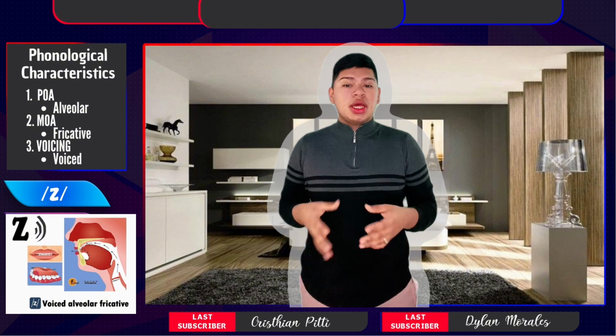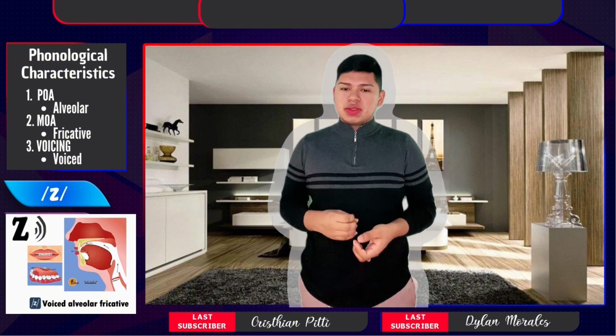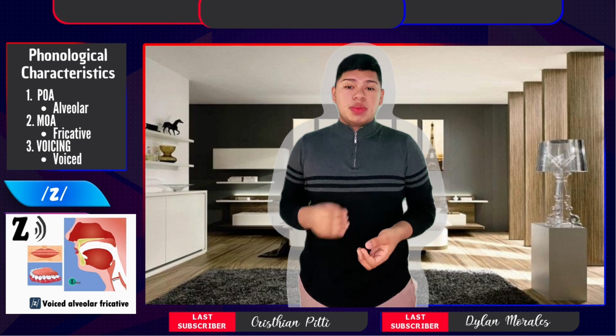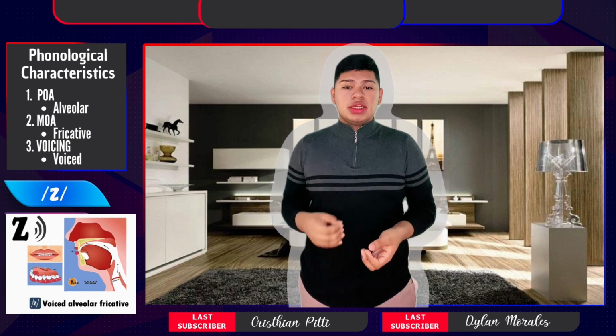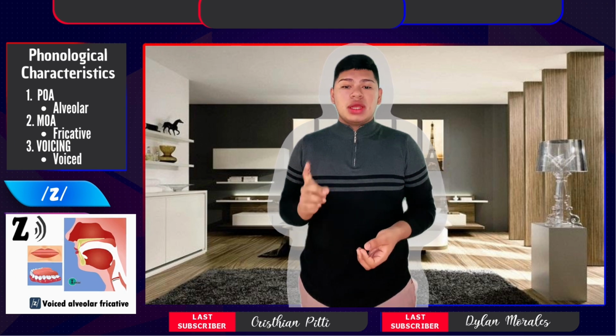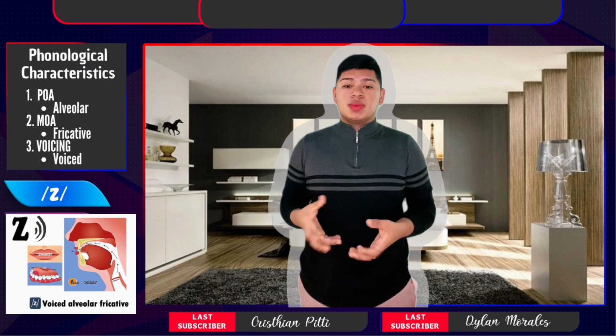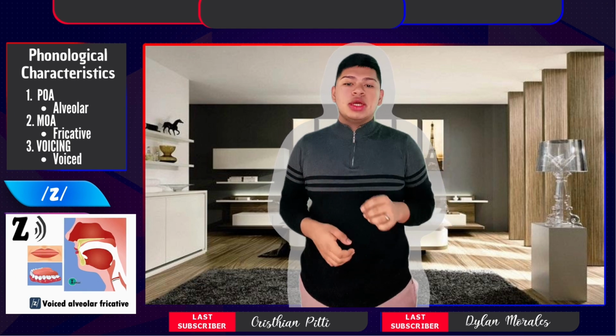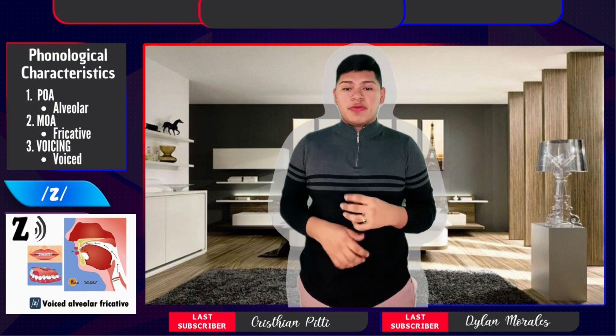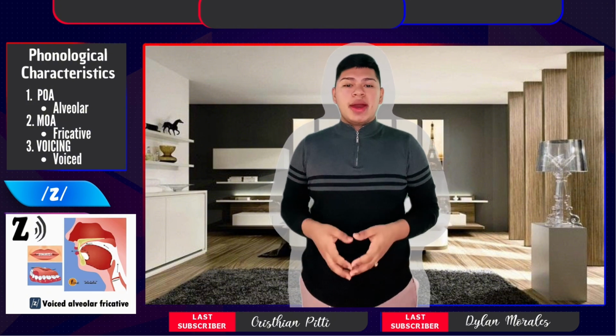For example, place of articulation. The place of articulation for Z is alveolar, and this means that the tongue is positioned close to the alveolar ridge, which is the bony ridge behind the upper front teeth, to create a constriction for the sound. On the other hand, manner of articulation.